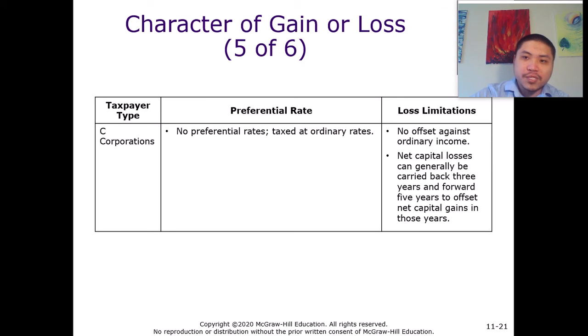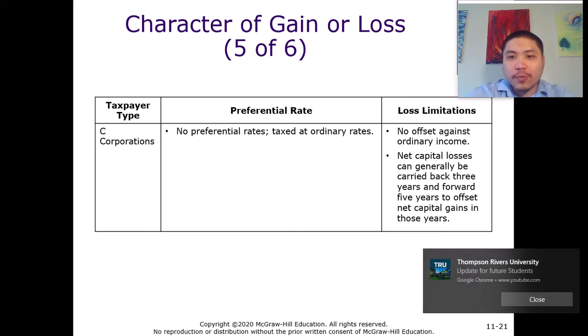What about C corporation taxpayers? For corporate taxpayers, there's no preferential rate. All long-term or short-term capital gains are going to be taxed at ordinary rates, which is 21% at the moment. So everything is going to be taxed at one flat rate of 21%.